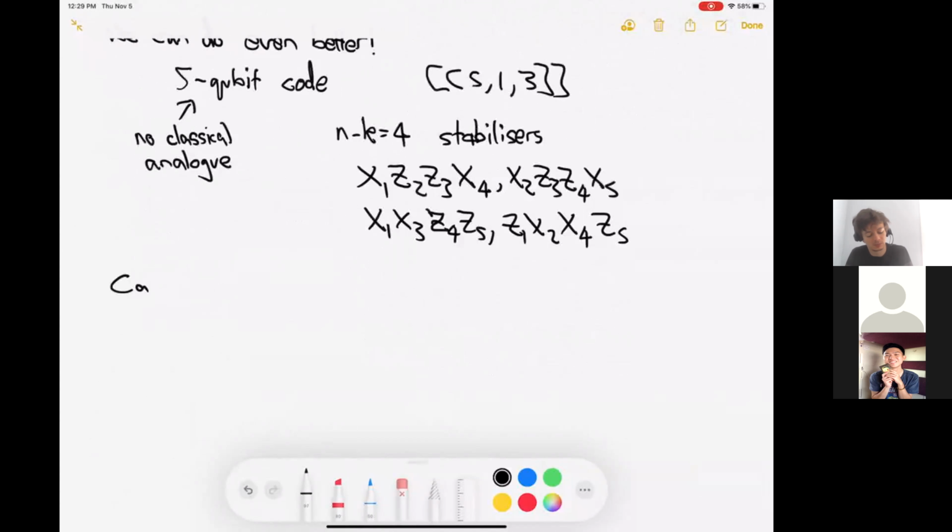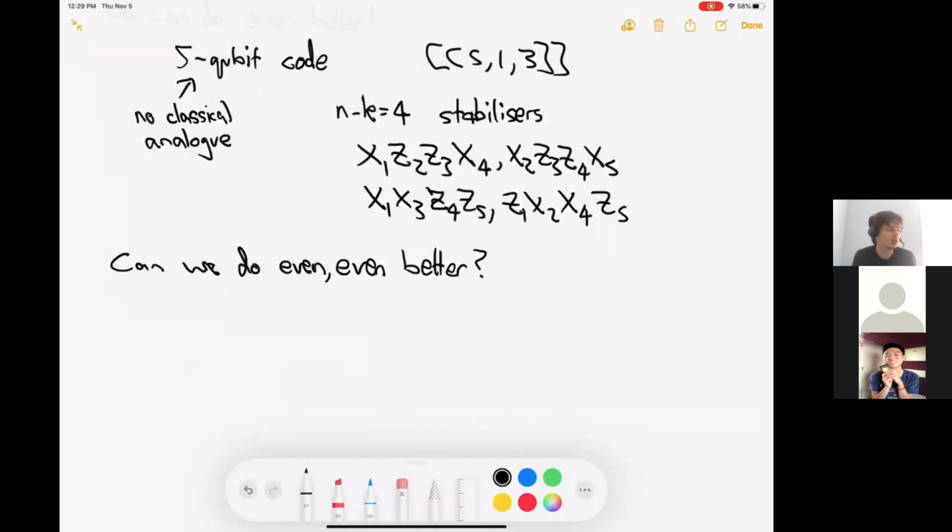You might wonder, can we do even better? If we can get down to encoding 1 qubit in 5 qubits, can we get down to 1 in 4 or even 1 in 3? Like for classical things, you can do 1 in 3 with the repetition code, and the answer is no. This is the best you can do for encoding 1 qubit, and the proof of this is quite simple.